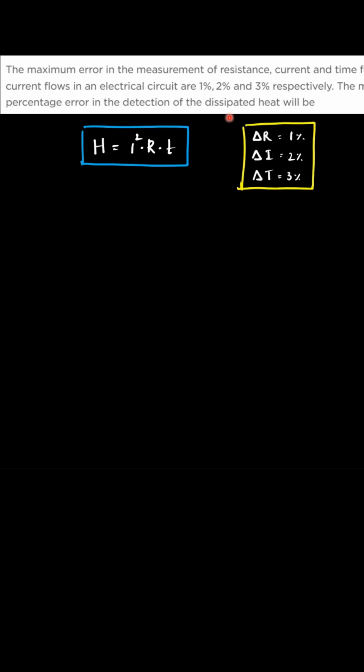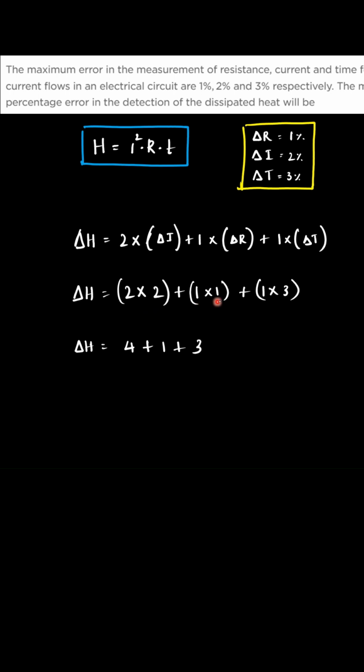The maximum errors in measurement of resistance, current, and time for which the current flows in an electrical circuit are 1%, 2%, and 3% respectively. The maximum percentage error in the determination of dissipated heat will be. I know that the heat formula is given by I square R T. Delta R is given as 1%, delta I is given as 2%, delta T is given as 3%. Delta H can be written down as 2 multiplied by delta I plus 1 multiplied by delta R plus 1 multiplied by delta T. 2 multiplied by 2 plus 1 multiplied by 1 plus 1 multiplied by 3, 4 plus 1 plus 3. Total value of delta H, the error in heat, is going to be 8%.